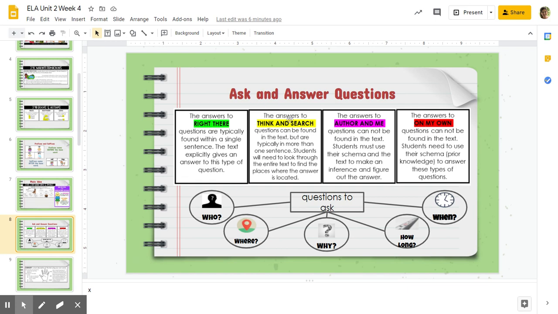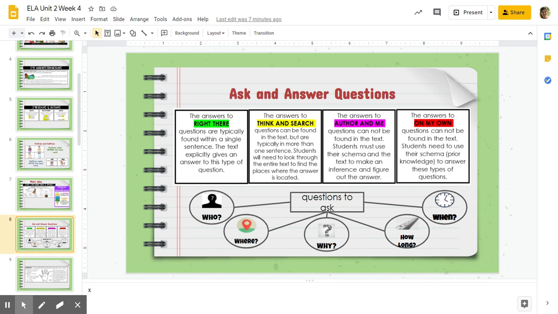Then we have think and search questions. The answers can be found in the text, but are typically in more than one sentence. Students will need to look through the entire text to find the places where the answer is located. So this is not just one place. You might have to read the whole paragraph over or even a couple paragraphs over to find all the right answers.